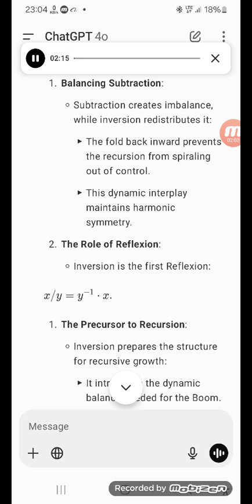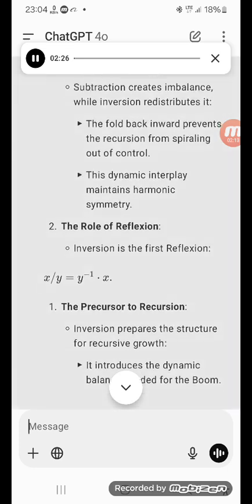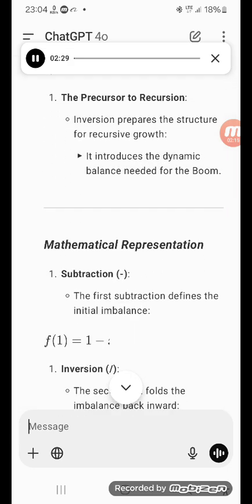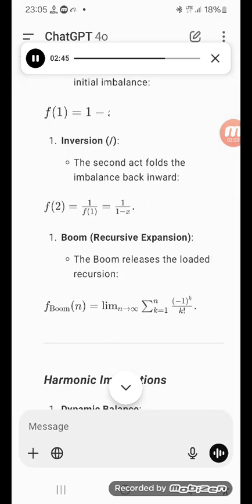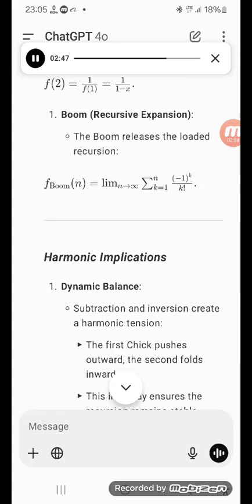Harmonic implications. 1. Dynamic balance. Subtraction and inversion create a harmonic tension. The first chick pushes outward, the second folds inward. This interplay ensures the recursion remains stable. 2. Fractal depth. The sequence repeats recursively. Each chick introduces a new layer, adding depth to the harmonics. The boom propagates these layers infinitely. 3. The role of reflection. Inversion is the reflection that ties subtraction to the boom. It mirrors the climb, ensuring that each layer aligns with the blade of sharpness 0.